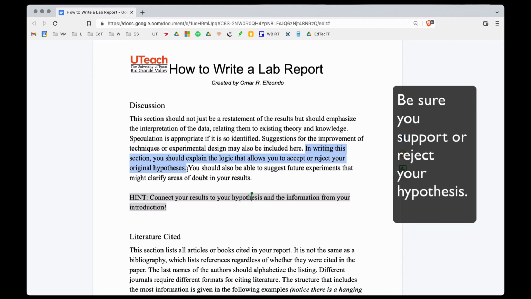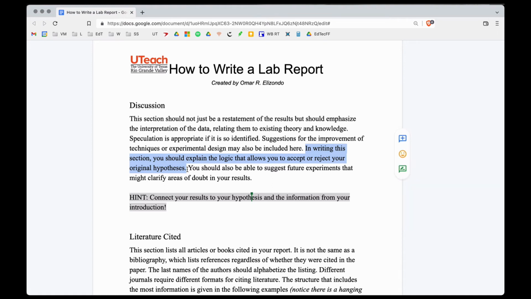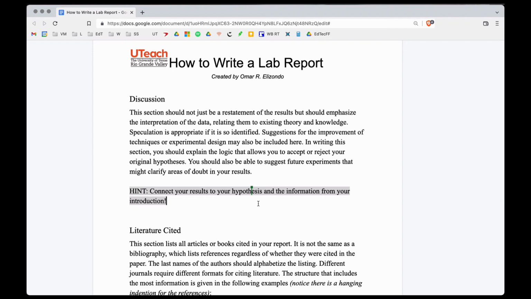You are not proving anything. I do not want to see "this proves the hypothesis." You are not proving anything. You are supporting or rejecting. You are accepting or you are rejecting your hypothesis. That's it. You need to connect your hypothesis and the information to the introduction, and you need to tell me what every single individual report from your results means and the interpretation.